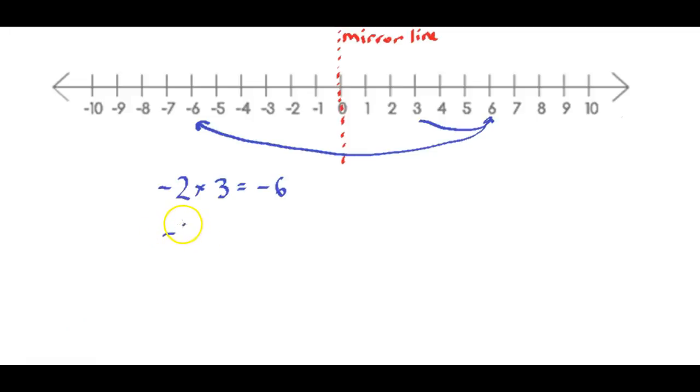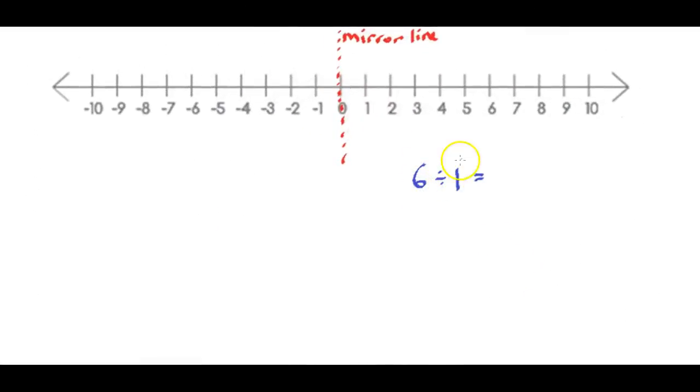If I multiply by negative 2, by a negative number, let's say negative 1, what happens? Well, my negative 1 is going to double in size, so it's going to become minus 2. Because I'm multiplying by a negative, it's going to flip sides and become 2.